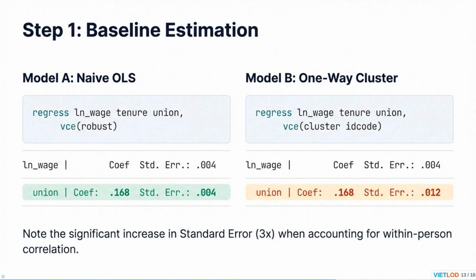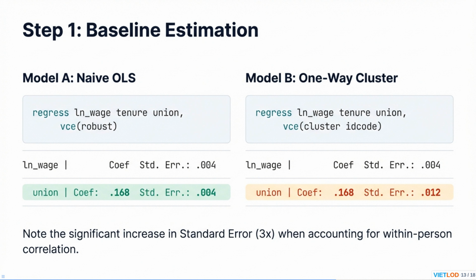First, we run Model A, a naive OLS regression using heteroscedasticity robust standard errors. As you can see, the standard error for the union coefficient is very small, at just 0.004. Next, in Model B, we improve our model by accounting for the fact that observations for the same person are correlated over time. We use one-way clustering by the individual identifier, idcode.